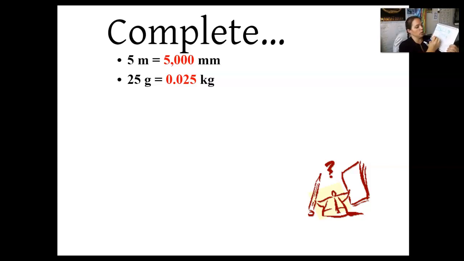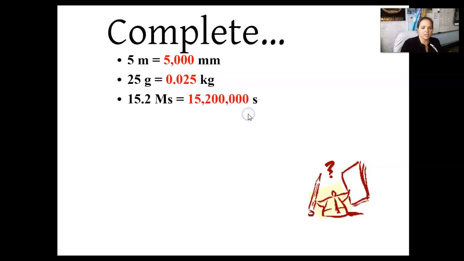Multiply across, I get 25 kilograms over 1,000. Divide, 0.025 kilograms. That's how it is done. You guys are going to be experts at this. So we're doing megaseconds to seconds. Well, that's a lot.